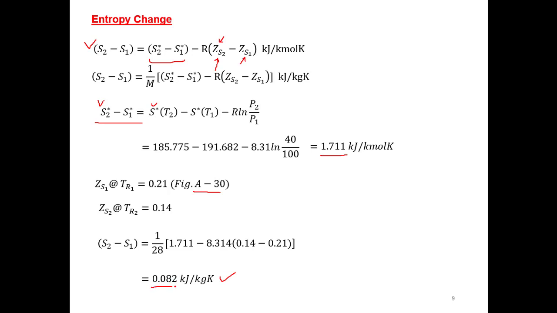So you can see there is a huge difference. The ideal gas change in entropy is 1.711, whereas for the real gas behavior, it's 0.082 kilojoule per kg per Kelvin.